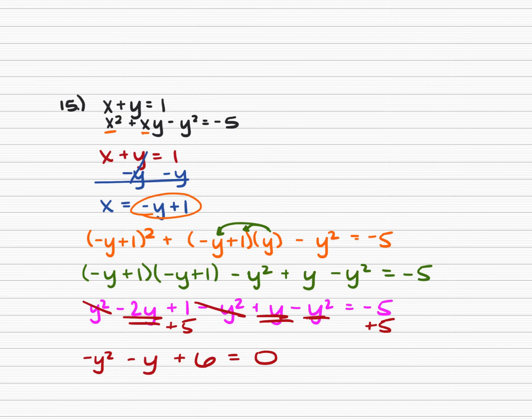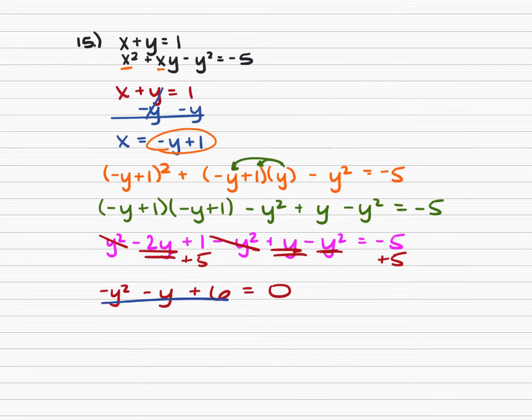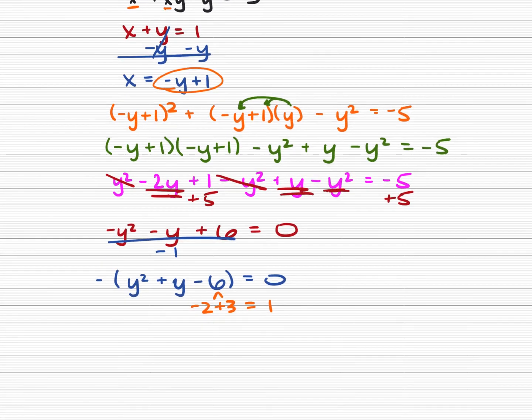From here, I want to factor out a negative 1, so that way I'm not working with a negative y squared. So this is going to just be negative, or the opposite of, y squared plus y minus 6 is equal to 0. We're going to factor this. Your factors of 6 that add up to be 1 are 2 and 3. If the 2 is negative, the 3 is positive. That gives us a positive 1. So this factors to be the opposite of y minus 2 times y plus 3 is equal to 0.